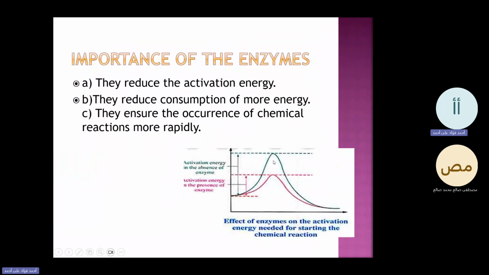يبقى معنى كده ان الانزيم بيأثر on the activation energy، بتقلل من الاكتيفيشن انرجي اللي بيحتاجها الرياكشن. يعني in the absence of the enzyme this is the amount of activation energy, but in the presence of the enzyme this is the amount of the activation energy. So the main importance of enzymes is to reduce the activation energy needed for this reaction.